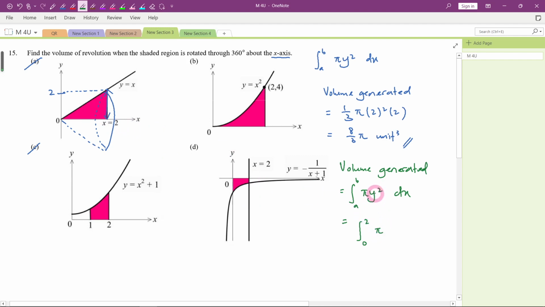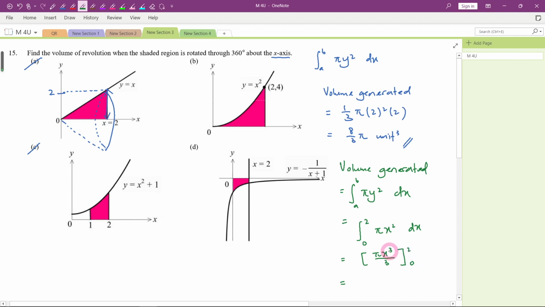Pi y squared. So y is equal to x, so y squared will be equal to x squared dx. Now we can start to do the integration. Pi, x to the power of 2 plus 1, you will get 3. Whatever you write here, write the same thing for the denominator. Copy the upper limit and lower limit.